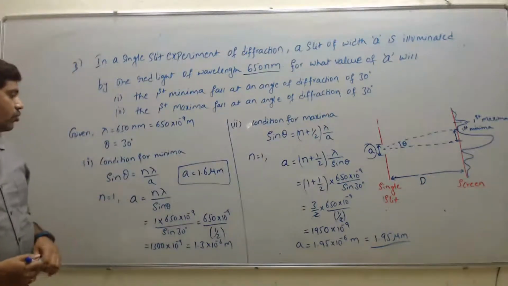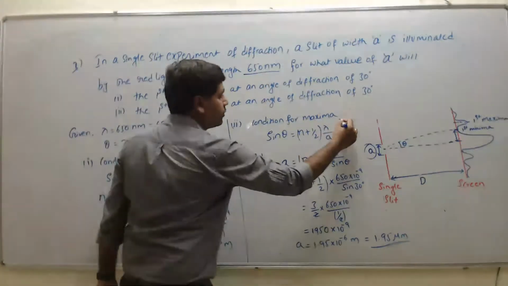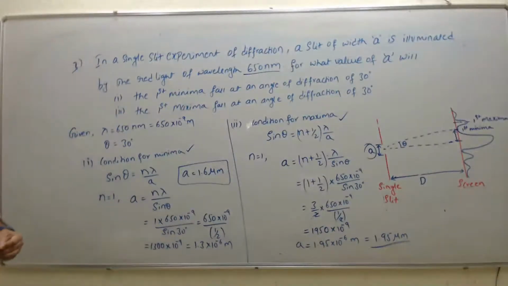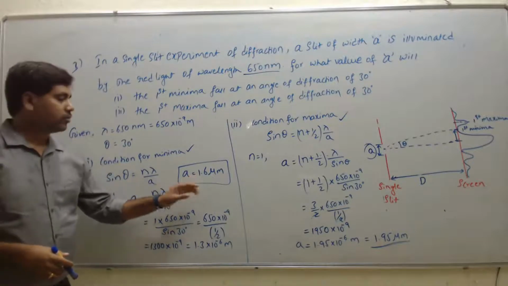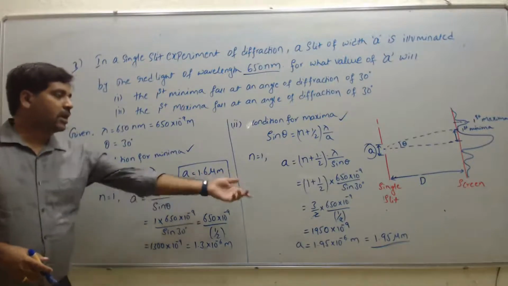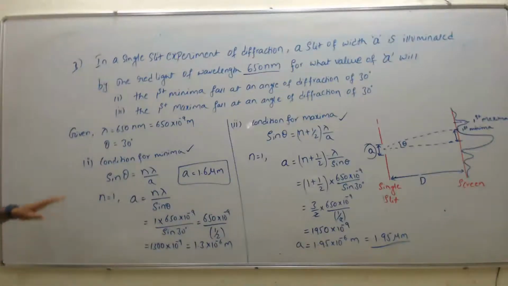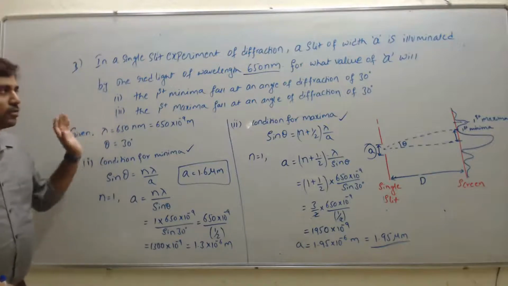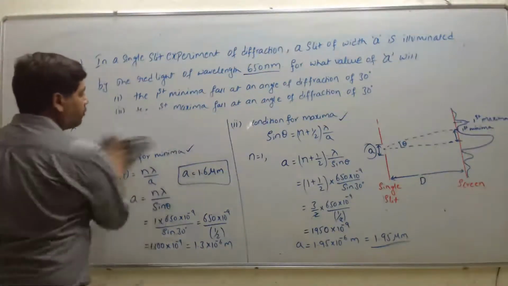For this we have to write the condition. So by using the conditions for minima and maxima, and given the values of lambda and theta, from that we can find the value. So it is 1.3 for the minimum, and for the maxima it will be 1.95 micrometer. So this is about the problems regarding diffraction. So next is a problem based on the resolving power.